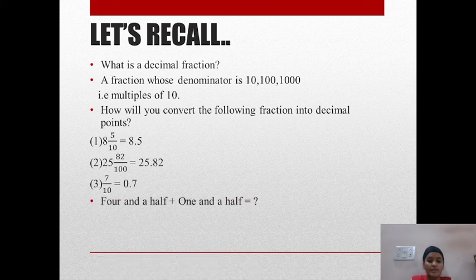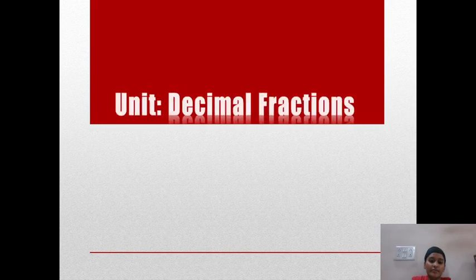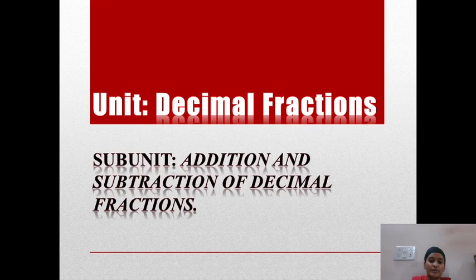Okay. So, tell me students, 4.5 plus 1.5 means how much? 4.5. Half is how much? Okay, so 4.50 plus 1.50, which is equal to 6. Very good, students. So today we are going to study about decimal fractions, and our subunit will be addition and subtraction of decimal fractions. Okay.